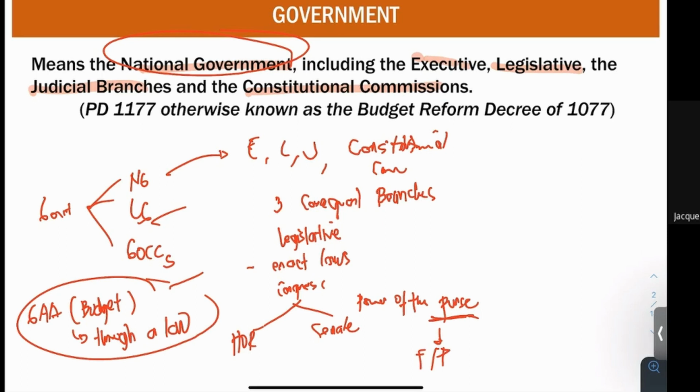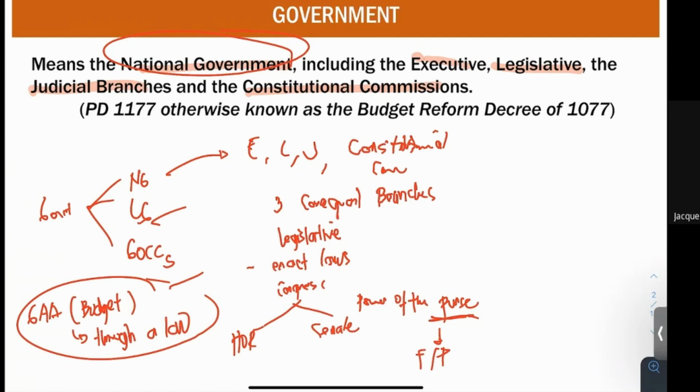Again, it has the power of the purse because without a law that is passed by the legislative for the appropriation of a particular budget, therefore, there is no usage of the funds or properties of the government. So they have the discretion on how to allocate or appropriate the money of the government. That's why they have the power of the purse. Why do they have the discretion? Because they enact laws. And a GAA or appropriation must be enacted by the legislative or the Congress.